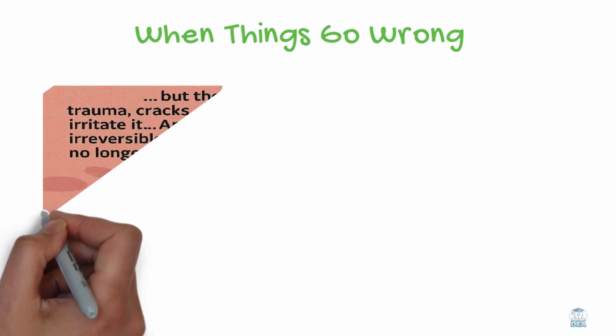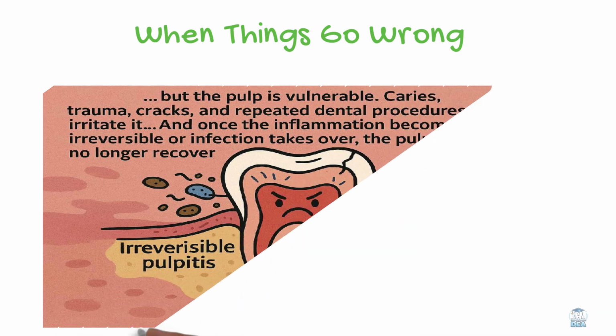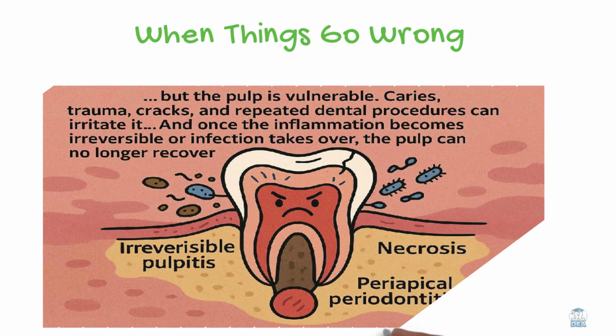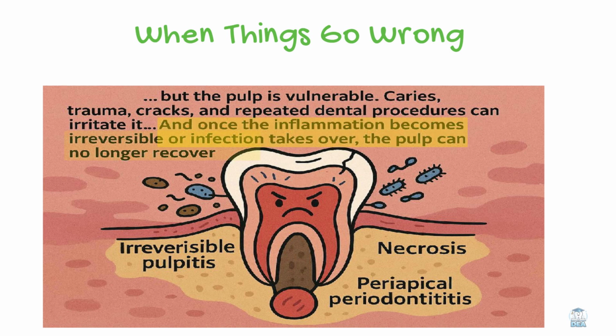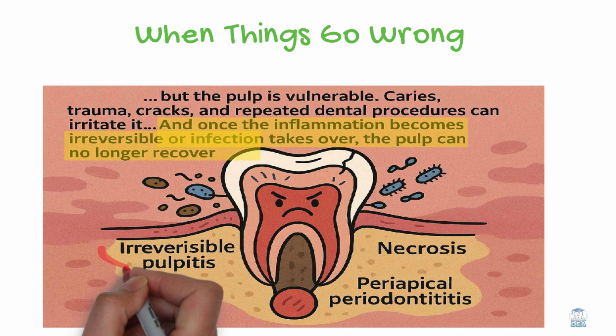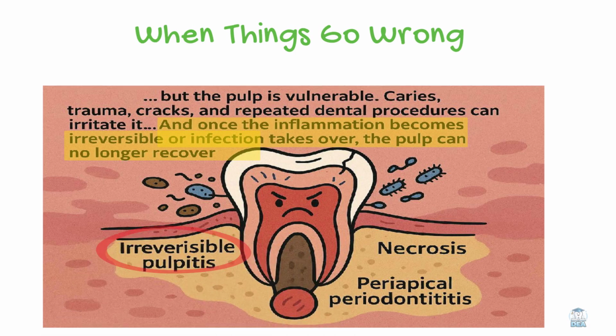But the pulp is vulnerable. Caries, trauma, cracks, and repeated dental procedures can irritate it. And once inflammation becomes irreversible or infection takes over, the pulp can no longer recover. Irreversible pulpitis leads to necrosis and periapical periodontitis.